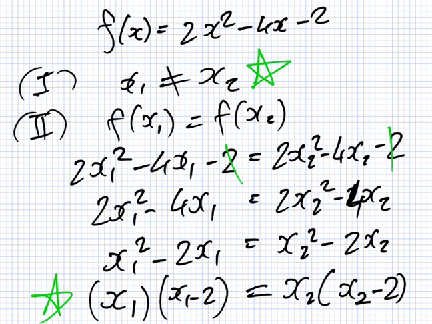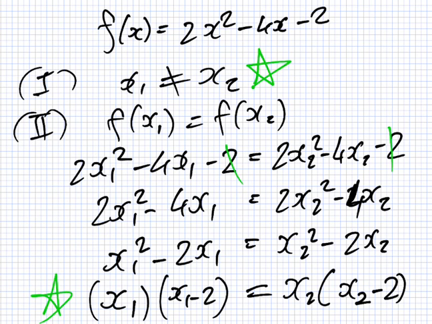So what do we think? Give me any number for x1 and x2 so that they are different, but this is true. 0 and 2. Very good, 0 and 2. I have 0 and 2 different numbers. Of course, one is 0, the other is 2. They're different. If I put 0 in here, what do I get? 0. If I put 2 in here, what do I get? 0. Are they the same?